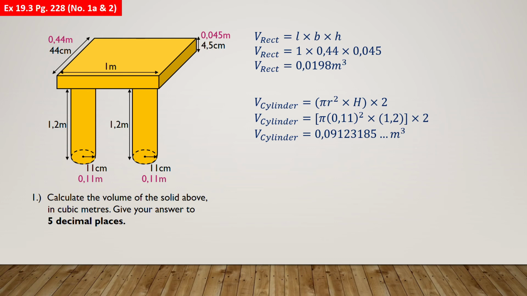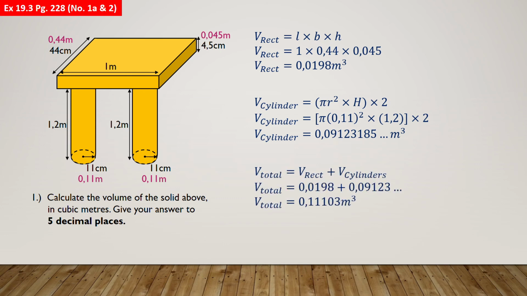If I round off too early, I might get the wrong decimal places right at the end of my answer. I want the full volume of the solid. So I'm just going to add the rectangle volume and the 2 cylinder volumes together. If I do that, I get 0,11103 meters cubed. That's 5 decimal places, which is what they've asked for.